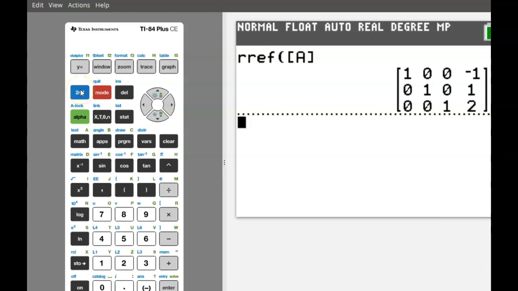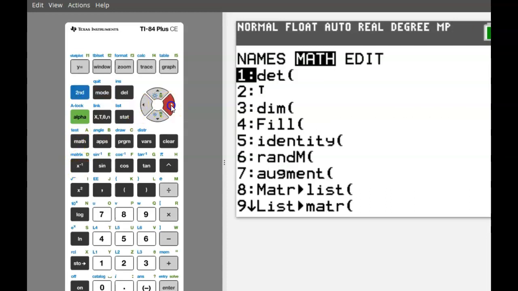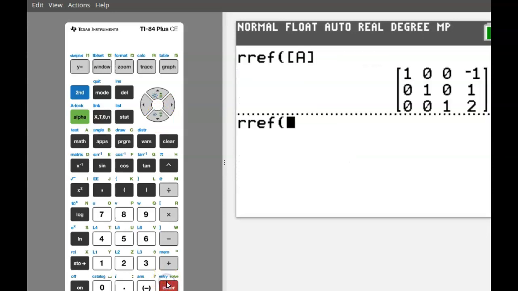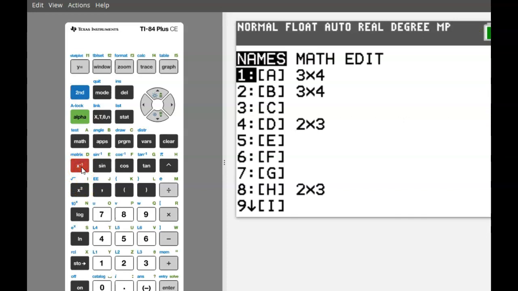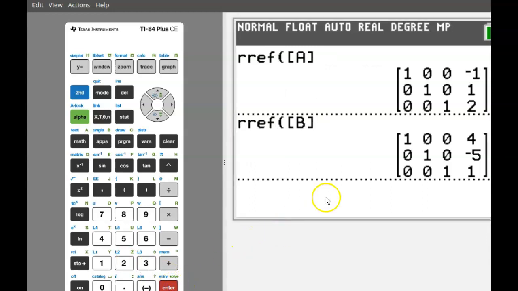Where do we go? Back to matrix, but we go over to math. Yeah, it's B or RREF down here. Now, back to matrix to put the name in. And I put mine in 2, matrix B, so you guys could, if you just put it over the top. But did everybody get 4, -5, 1?